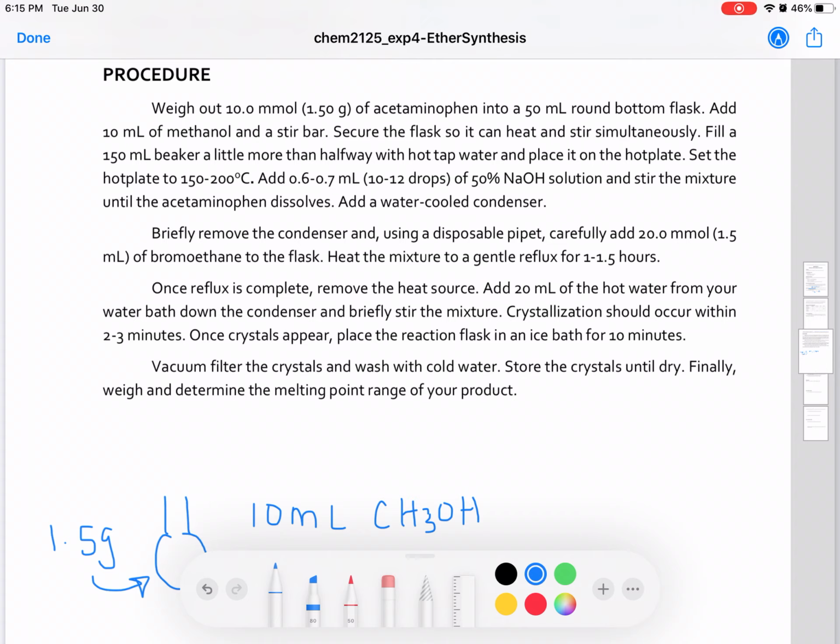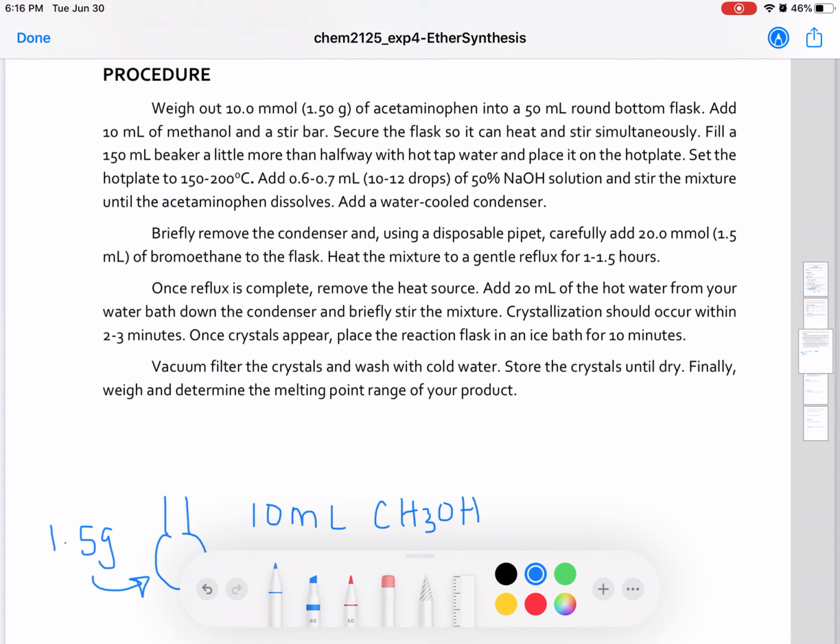Then secure the flask so it can heat and stir simultaneously. You can put it on a hot plate with a magnetic stir bar so you can start stirring. We are going to perform this reaction in a water bath, so we can control the heat without evaporating methanol, our solvent. You're going to set the hot plate to 150 to 200 degrees Celsius and heat it on a water bath.